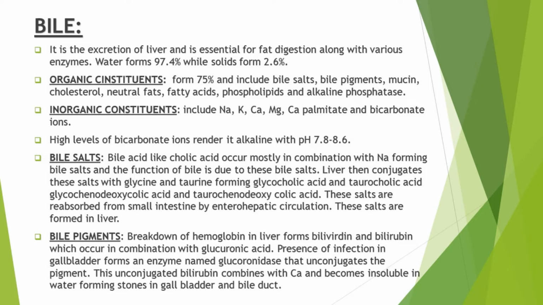Now, the presence of any type of infection in the gallbladder produces an enzyme which is called glucuronidase. And this glucuronidase enzyme causes the detachment or separation of the glucuronic acid from biliverdin and bilirubin. When biliverdin or bilirubin becomes unconjugated, then bilirubin combines with calcium and in this way it becomes insoluble in water. And when it becomes insoluble in water, it continues to form stones in the gallbladder and bile duct.